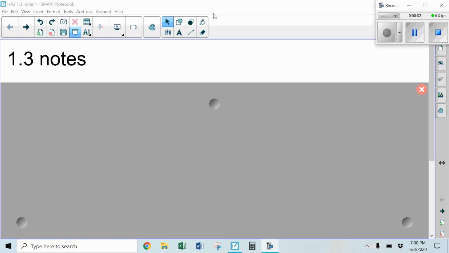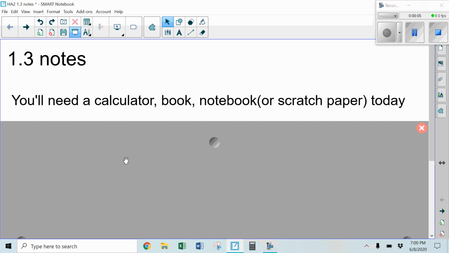Hi guys, today we're doing section 1.3. You're going to need a calculator, doesn't have to be a graphing calculator, your book, and a notebook. You should have a math notebook. If you don't have one yet, that's fine.